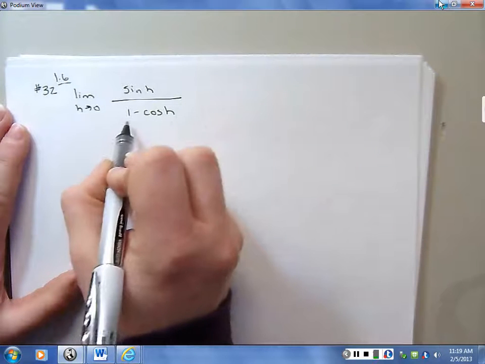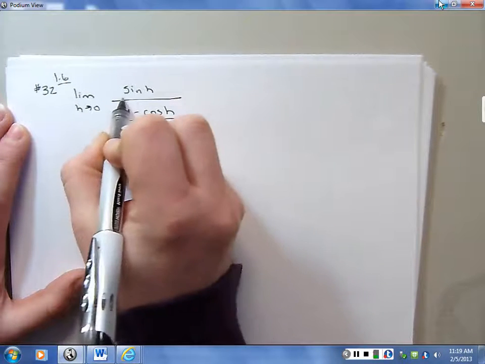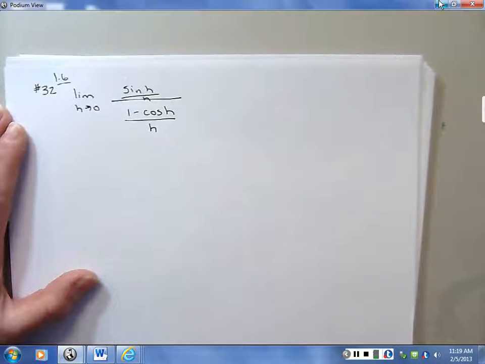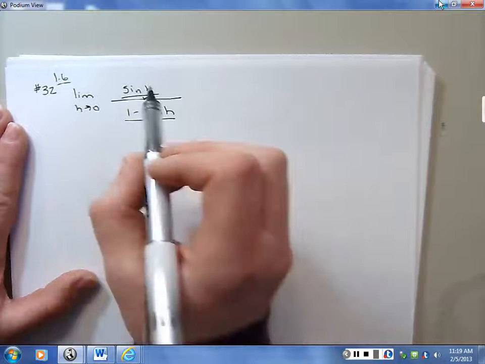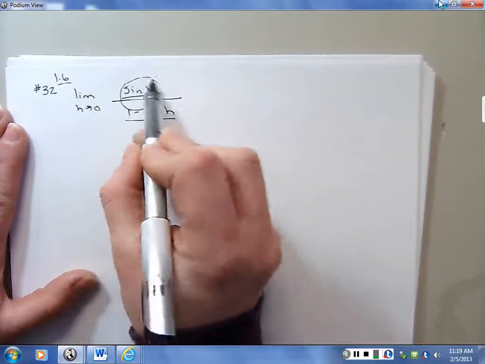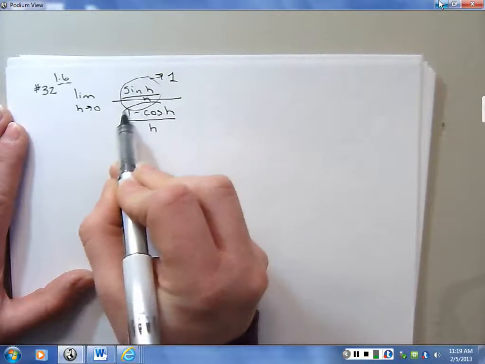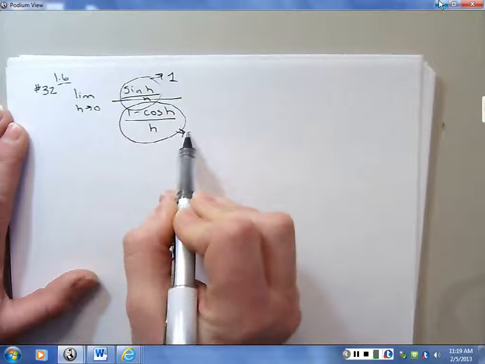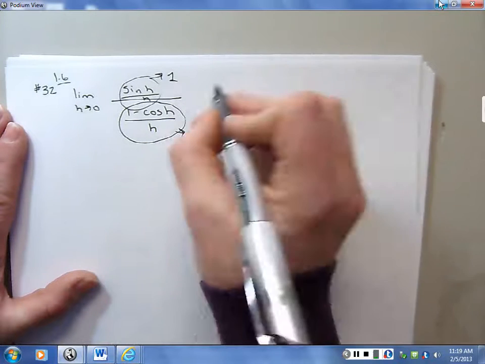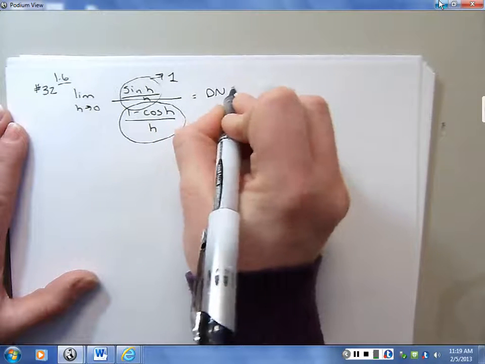So here, if I divide by h on top, and I divide by h on bottom, it's the same thing, right? H over h, the h is going to cancel. This I know goes to 1, right? This I know goes to 0. 1 over something going to 0, the limit does not exist.